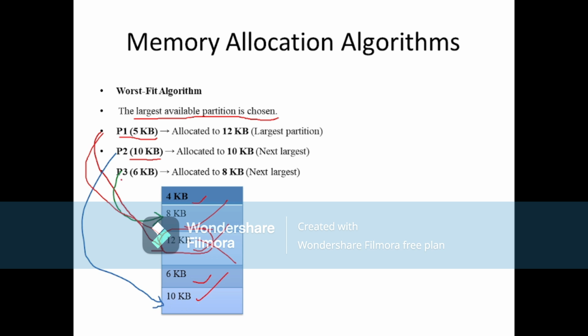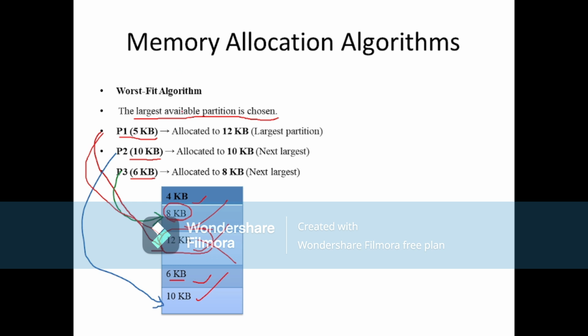And the third process is process P3. The size is 6 kb. So if you see, now we are having two blocks of memory for this P3. One is 8 kb and the other one is 6 kb, which is the largest, 8 kb. So P3 will be allocated the 8 kb partition.